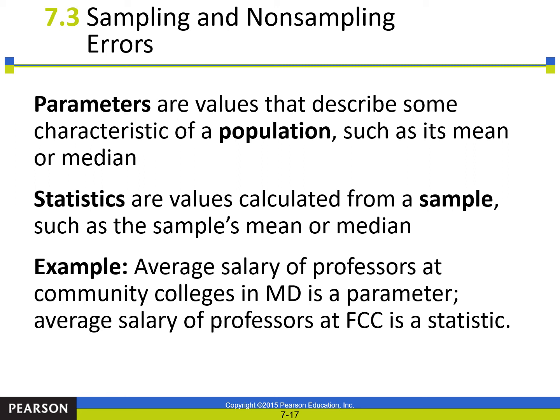Statistics are values calculated from a sample. We've collected a sample, we analyze the data, we can easily compute the mean, median, and many other characteristics of that set of data. These values we will know, we can compute them, and that's what we're going to use to make an inference about the parameters. Okay, and here I'm giving you an example of what a statistic and what a parameter is. The average salary of professors at community colleges in the state of Maryland is a parameter, and the average salary of professors at FCC is a statistic.